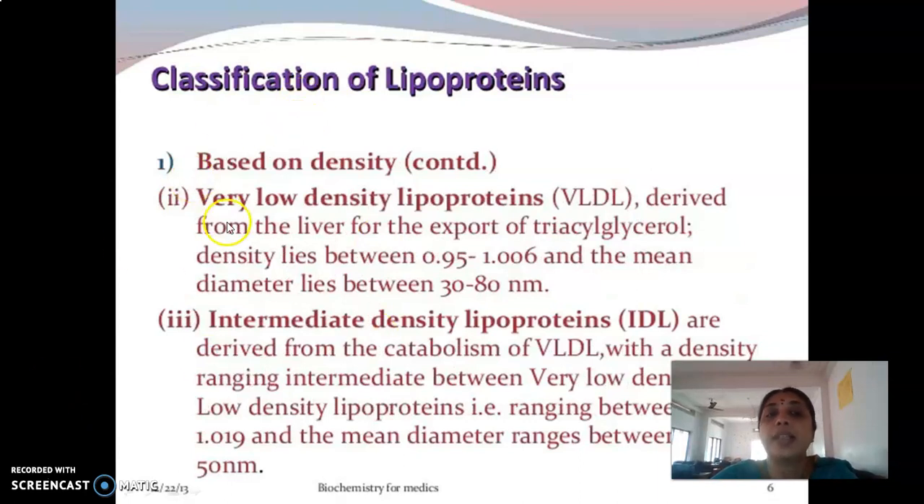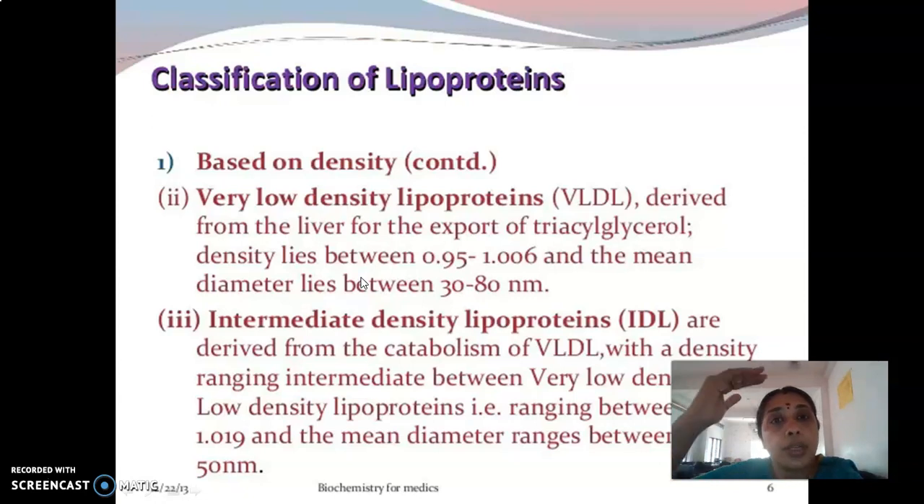Now the second lipoprotein, next to chylomicron, is very low density lipoprotein. They are synthesized by the liver and export endogenous TG. Then comes the intermediate density lipoprotein. They are derived from very low density lipoprotein. During the metabolism of VLDL, some TG is removed, so density increases.